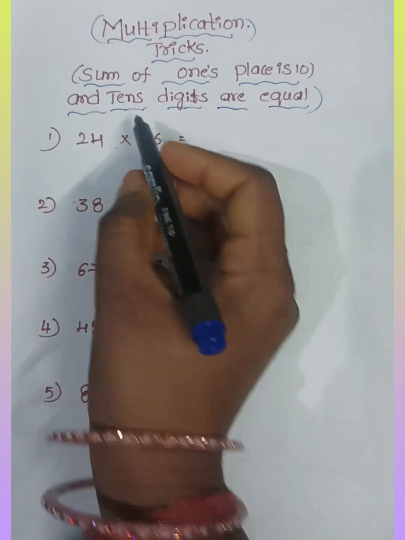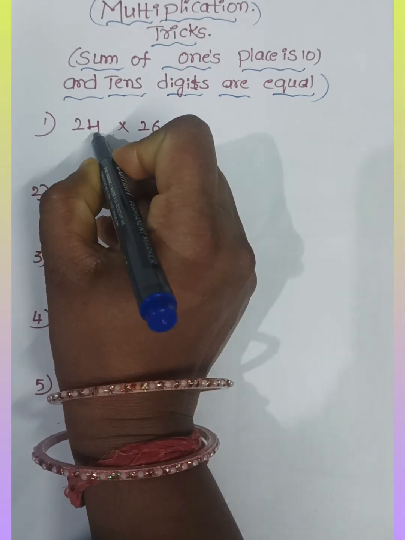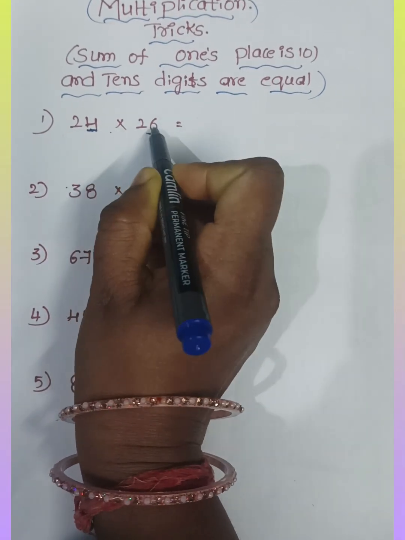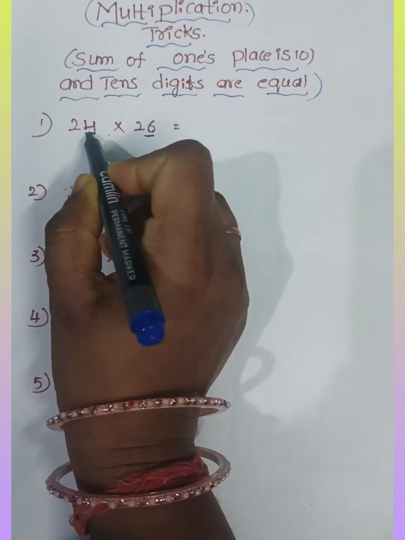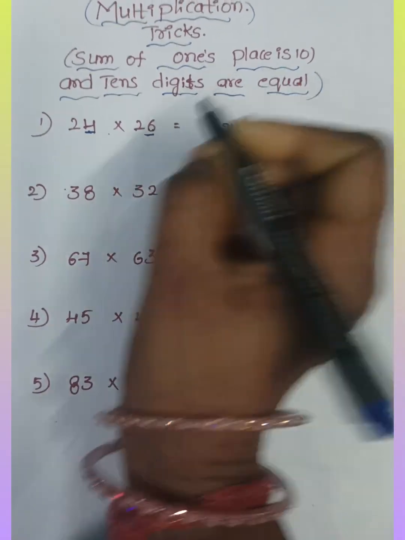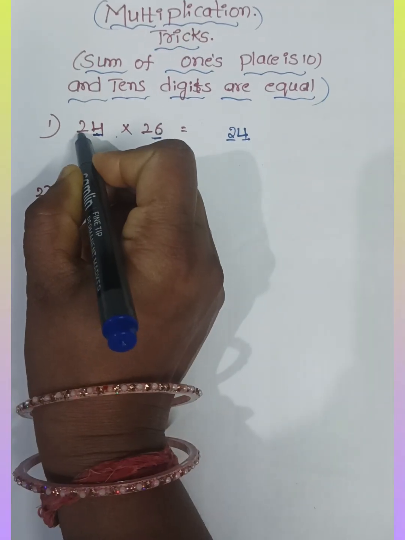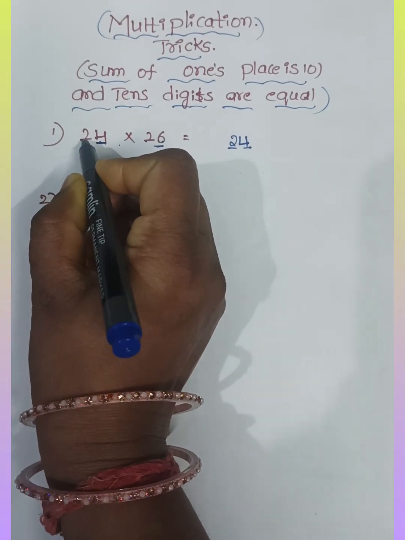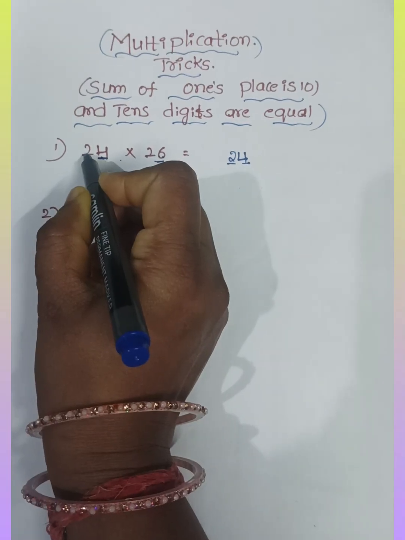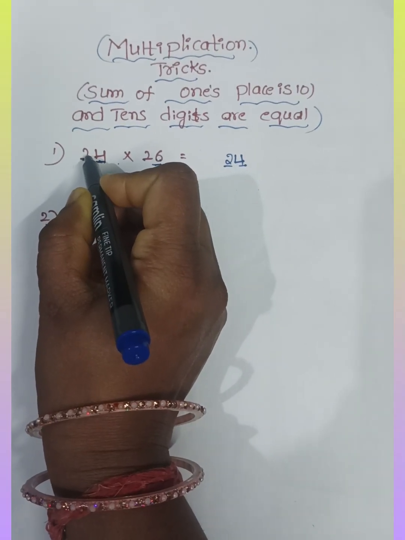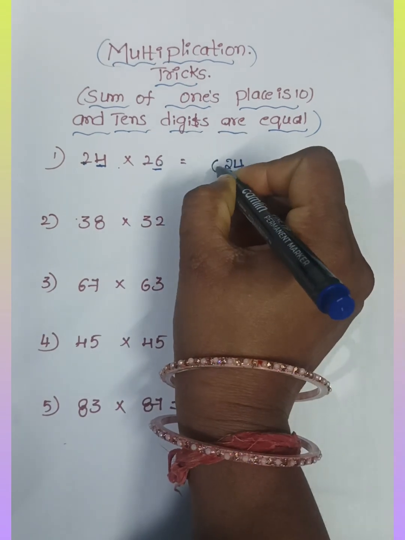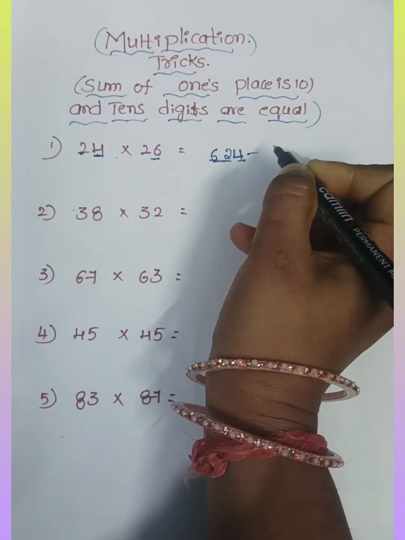First multiply the last two digits. What are the last two digits here? 4 and 6. Multiply the last two digits, 4 and 6. 4 sixes are 24. Right, and here 2 is there. What will we do? Multiply 2 with the next number. What is the next number after 2? 3. So multiply 2 with 3. 2 threes are 6. So this is our answer.